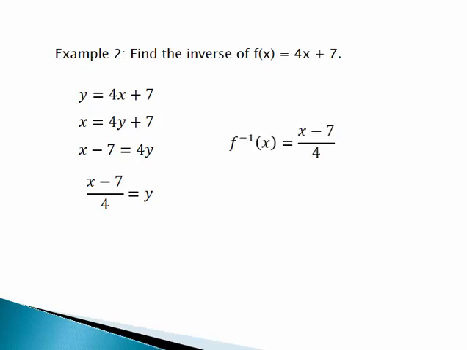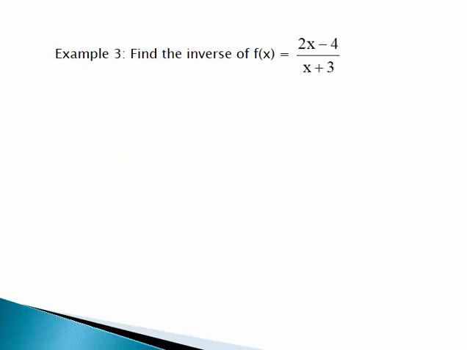And so if we want to use inverse notation, there we go. It's x minus 7 divided by 4. That's the inverse. So f inverse of x is x minus 7 divided by 4. And again, the notation, the f to the negative 1, we would read that as f inverse, so the inverse function of f. Okay, let's do a couple more.